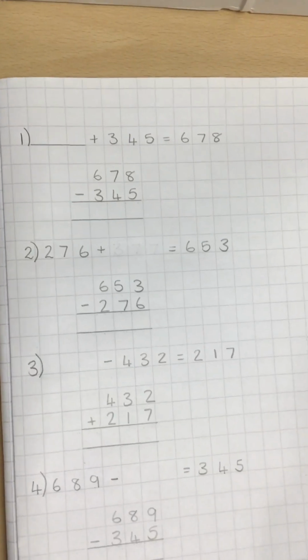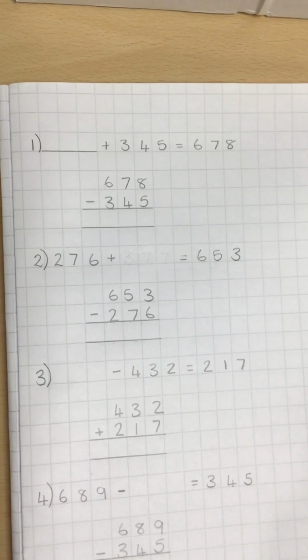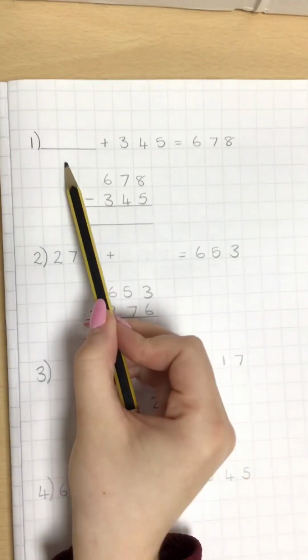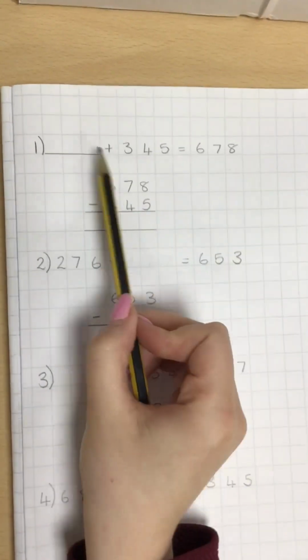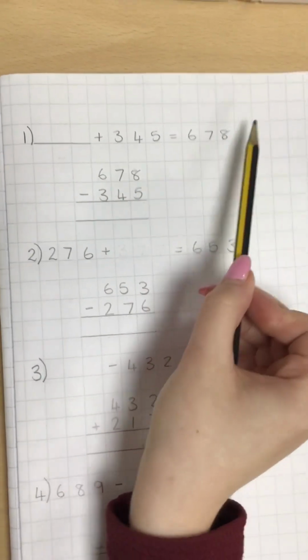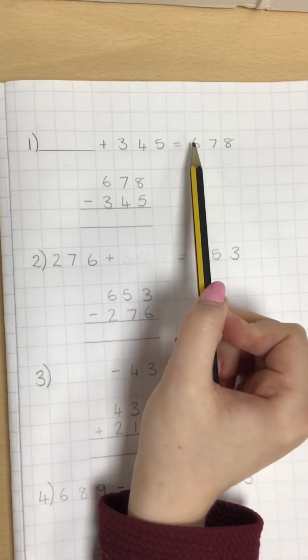When solving missing number problems, we should always ask ourselves, where should the biggest number be in this calculation? When we're looking at addition, we are adding two values to make the total. So the biggest number will always be the answer.